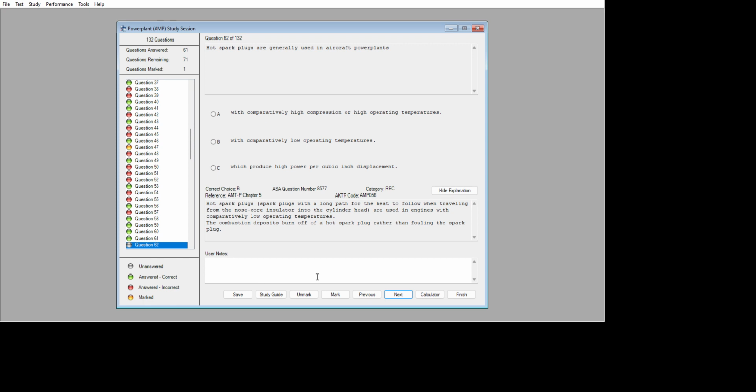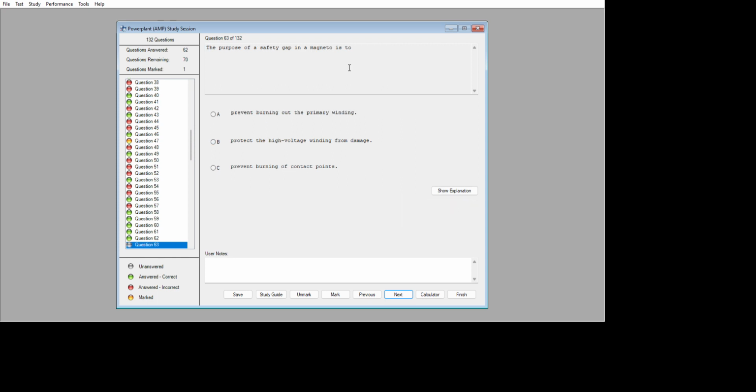The combustion deposits burn off of the hot spark plug rather than fouling the spark plug. So a hot spark plug is generally used in aircraft power plants with comparatively low operating temperatures.